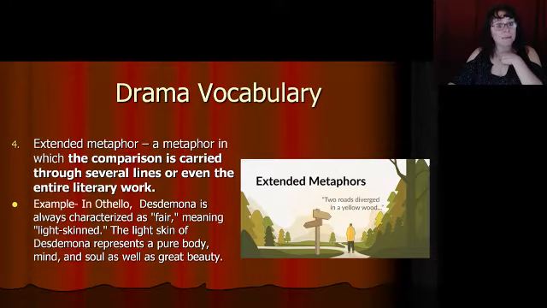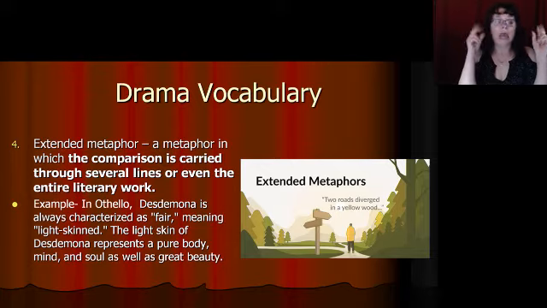An extended metaphor is number 4. A metaphor in which the comparison is carried throughout several lines or even the entire literary work. Example, in Othello, Desdemona is always characterized as fair, meaning light skin. The light skin of Desdemona represents a pure body, mind, and soul, as well as great beauty.